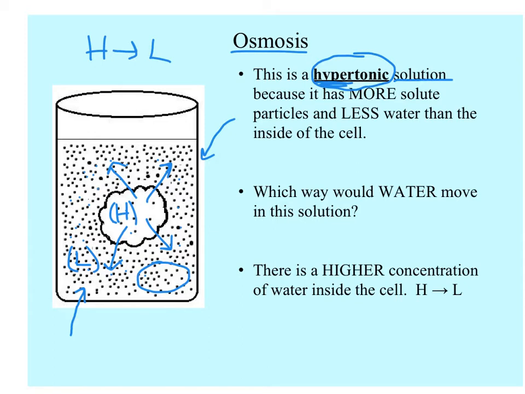So in a hypertonic solution, which way would water move? As I said, water is going to move out, because there's a high concentration of water inside the cell and there's a lower concentration of water outside the cell. So water is going to want to move out. Now the solutes, the salt, they're going to want to move in. But salt is blocked by the cell membrane, and we're just talking about water here in osmosis. Water is going to want to move out because there's a higher concentration of water inside the cell versus outside the cell, and water is going to want to move from high concentration to low concentration.